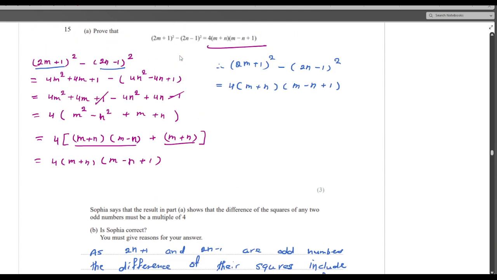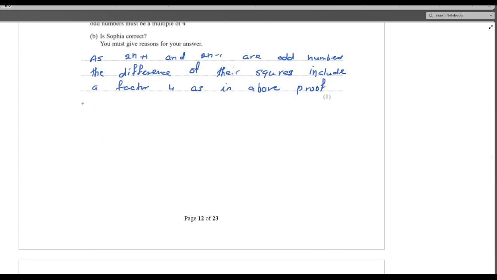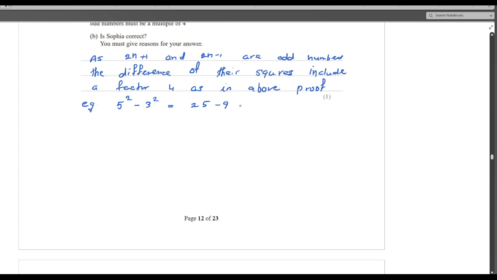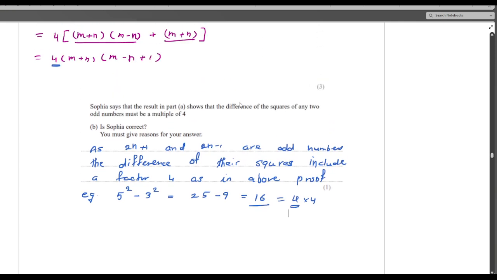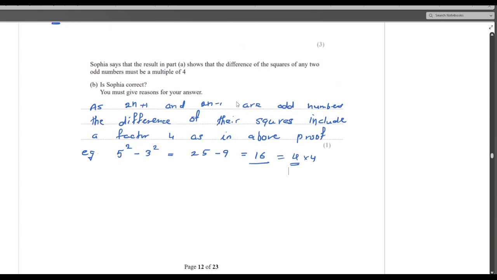You have already proved that 4 is going to be a factor. Take an example, say 5 square minus 3 square, the difference of squares of odd numbers. 5 square is 25, 3 square is 9, so 25 minus 9 is 16. 16 is nothing but 4 times 4, it is a product of 4. So here is your common factor.